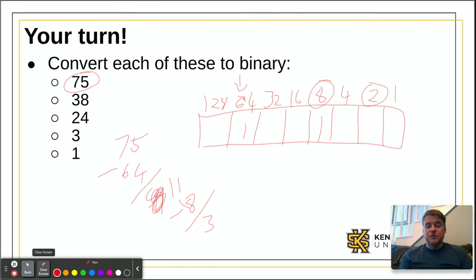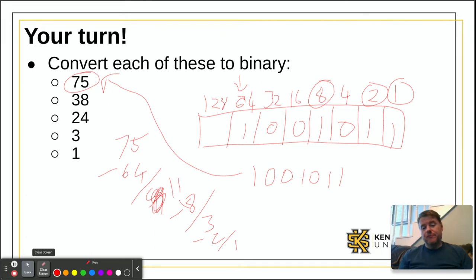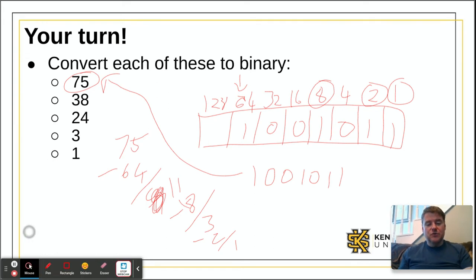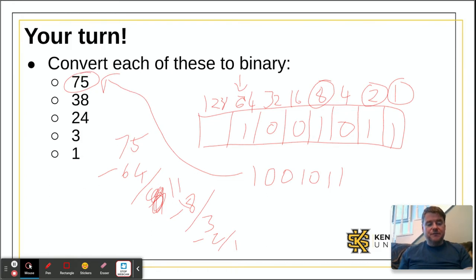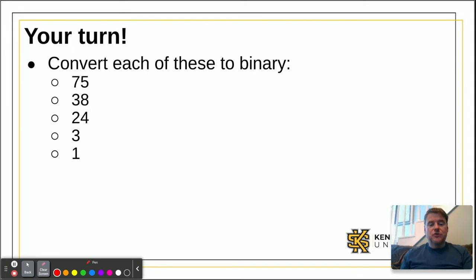The next largest number is going to be a 2. So you subtract 2 from that, and that's going to be a 1, and then that's going to be a 1, obviously. So you end up with 1, 0, 0, 1, 0, 1, 1. And that is the answer for 75. Let's double check that I got that right, since I can't seem to do math today. 64 plus 8 plus 2 plus 1 is 75. Yes, that looks correct.